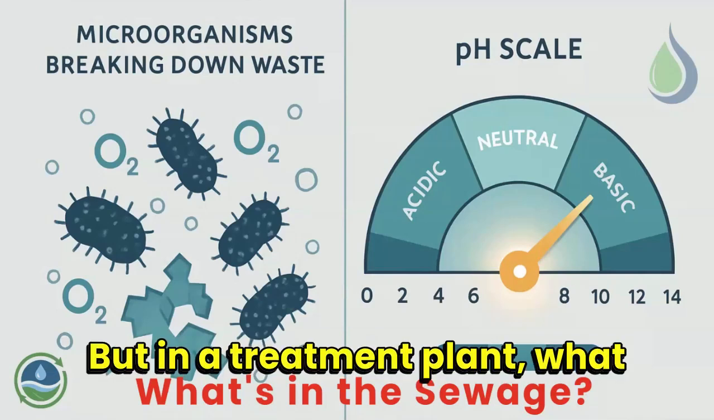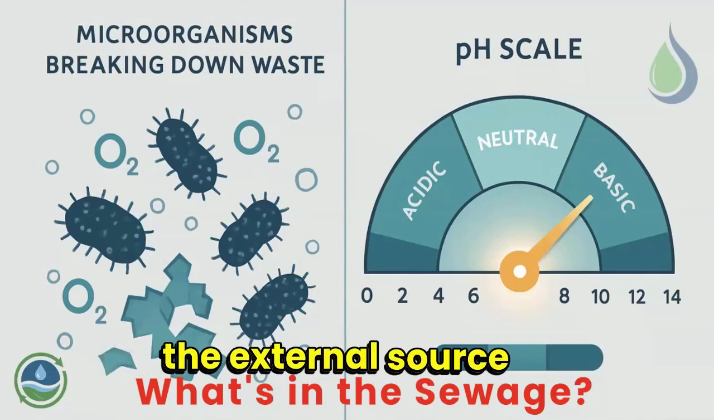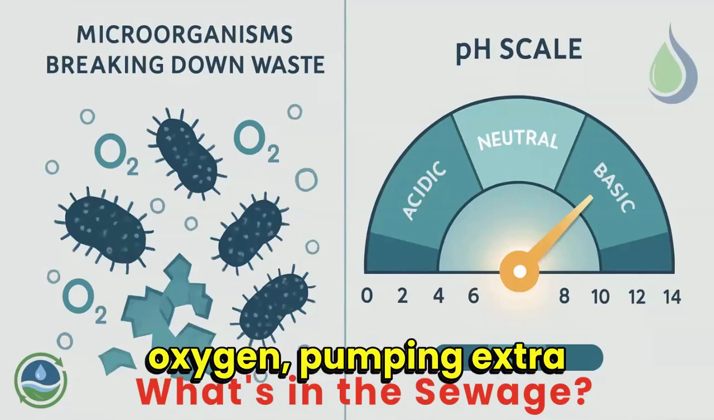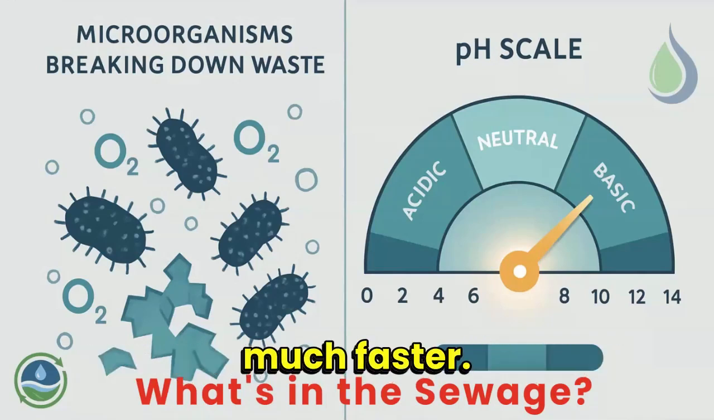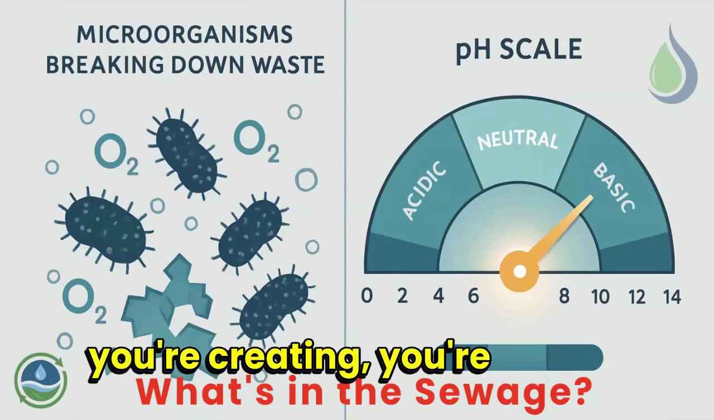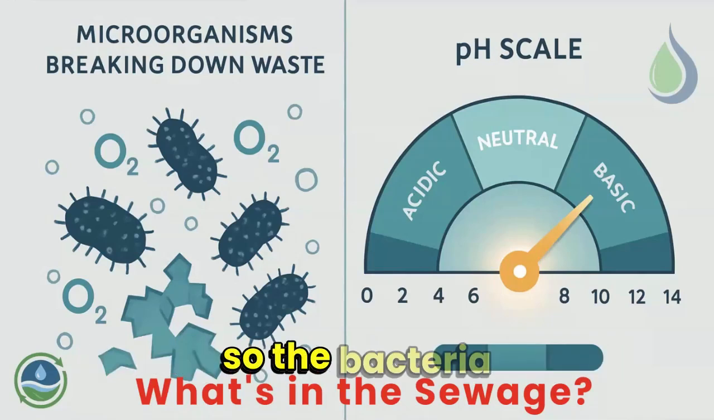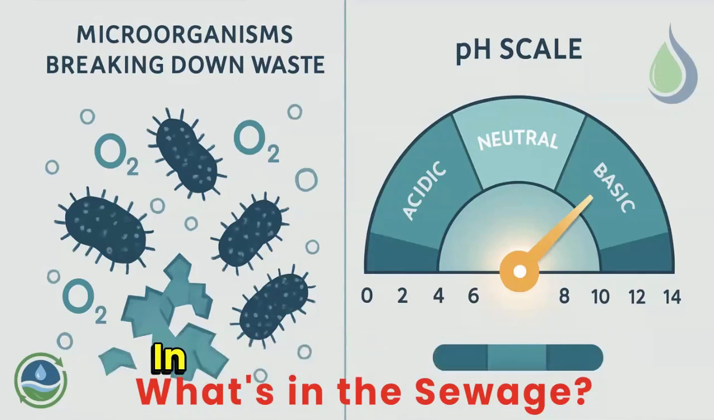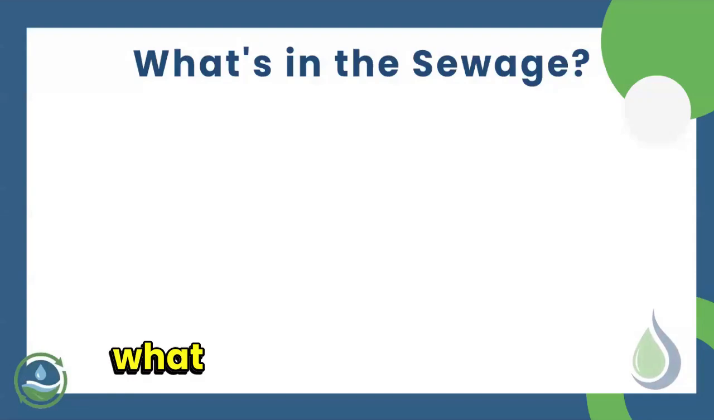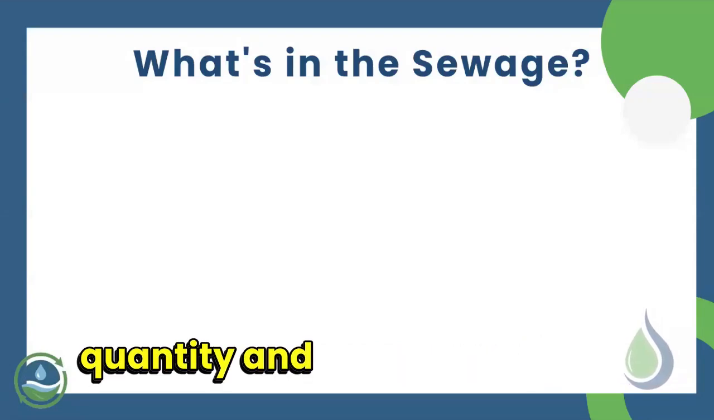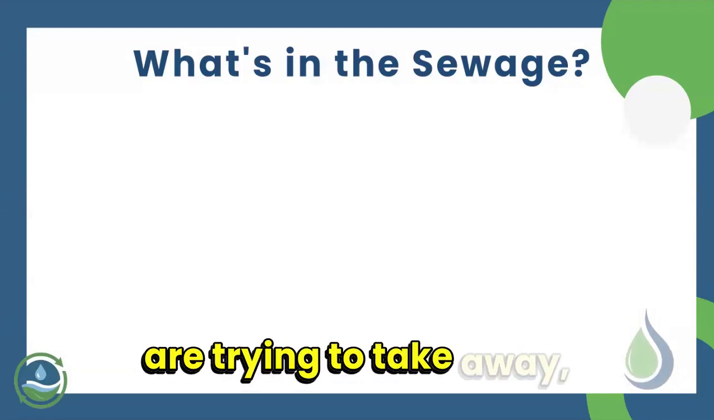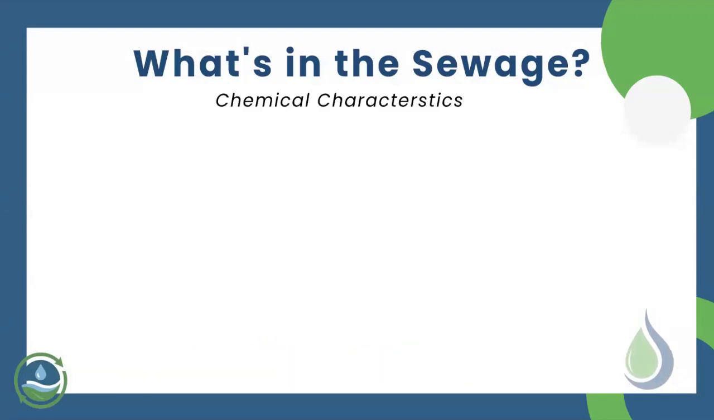But in a treatment plant, what we are doing is taking an external source of oxygen, pumping an extra quantity of oxygen into the sewage so that bacteria grow much faster. Food is available, and you are making more oxygen available, so the bacterial growth is much faster. In one sentence, if we were to summarize what sewage treatment is, it is nothing but providing more favorable conditions for bacteria to grow in required quantity and eat whatever you are trying to take away, whatever you are trying to remove. Right.